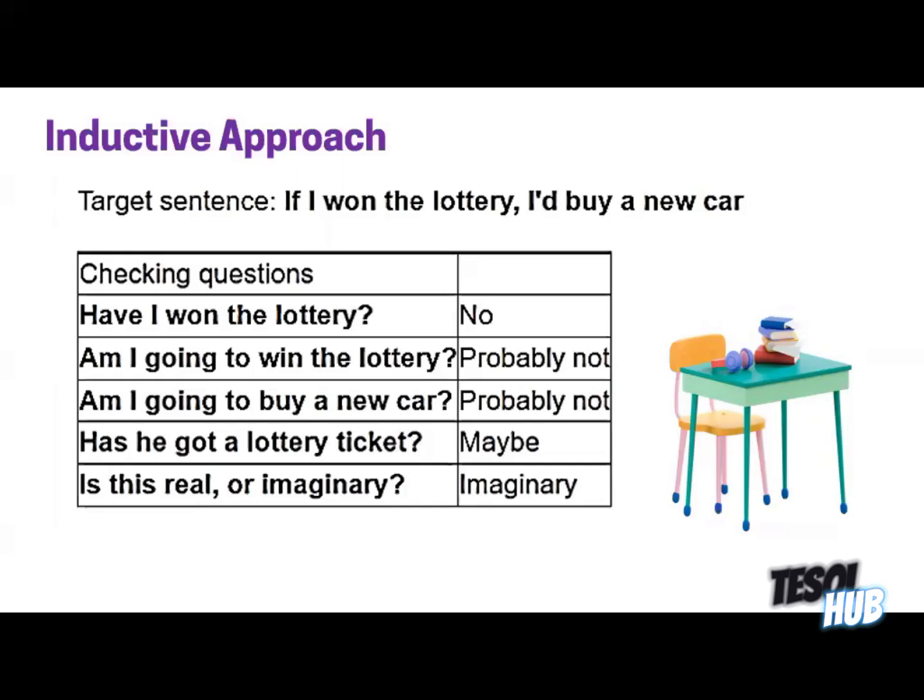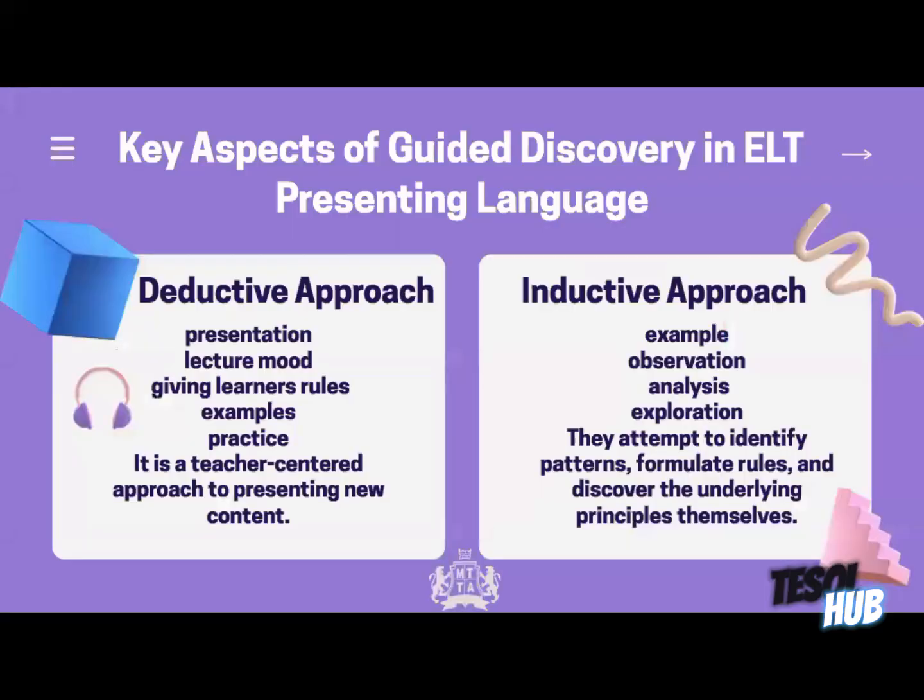Maybe, because we said, if I won the lottery, it means that I have the lottery. So is this a real or imaginary situation? It's an imaginary situation because he didn't win the lottery. So when you ask the questions, students are answering these questions to understand the concept of if conditional in this usage, or in the second conditional of if. So you didn't explain the lesson, then you give examples, you give them the sentence, and you ask them some questions. These questions are mainly like clues to help them understand the concept.